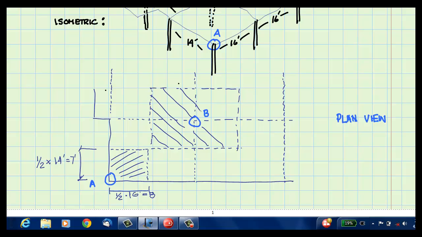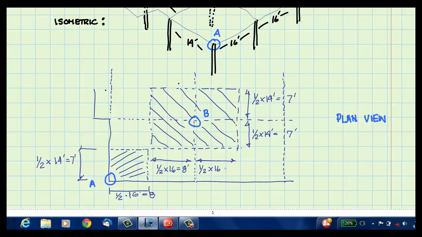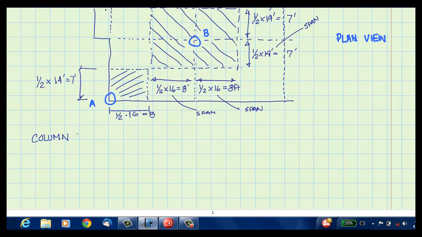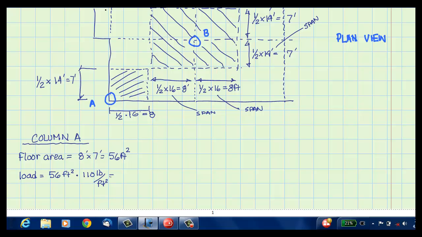Drawing the dashed lines at half the span length away from column B, again we have a shaded area that can be assumed to contribute to the column loading. In this column, the tributary area is a total of 14 feet on one side and 16 feet on the second. Calculate the load on column A first. The tributary floor area is 8 foot by 7 foot or 56 square foot. The load is 56 square foot times 110 pounds per square foot or 6160 pounds.